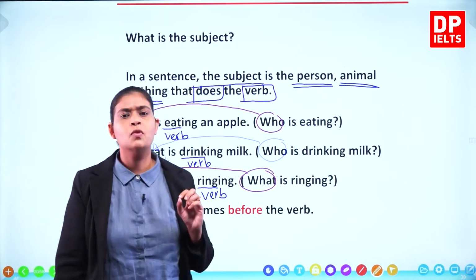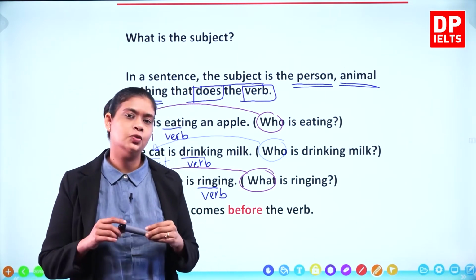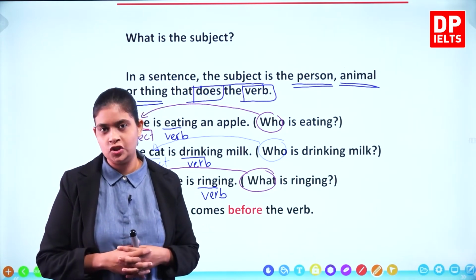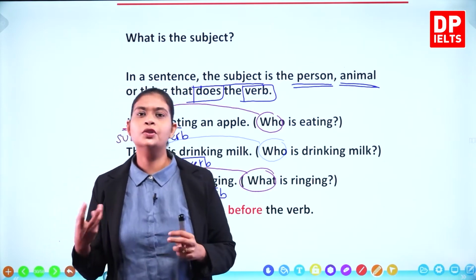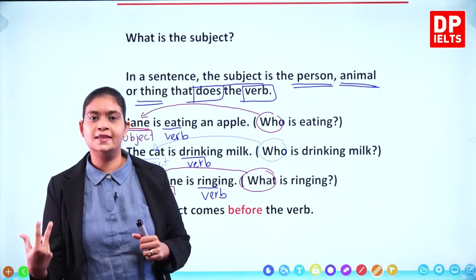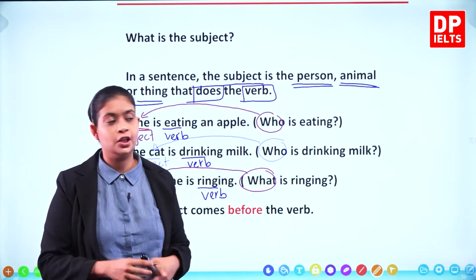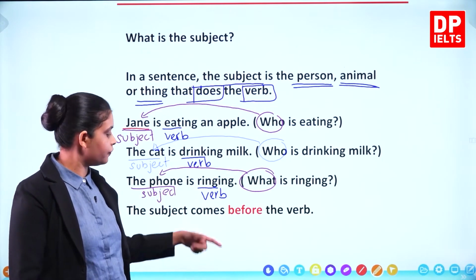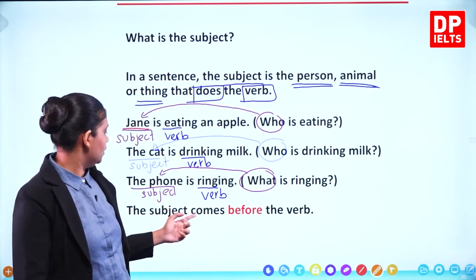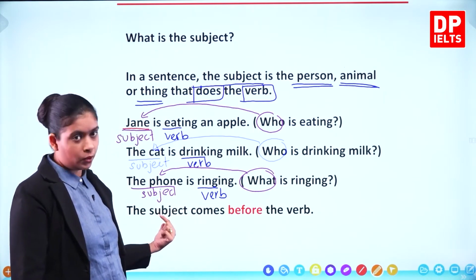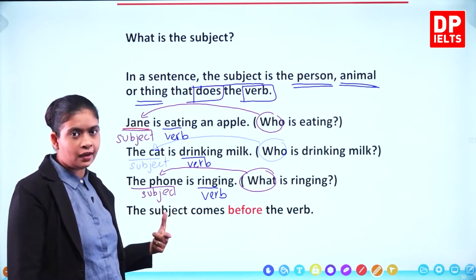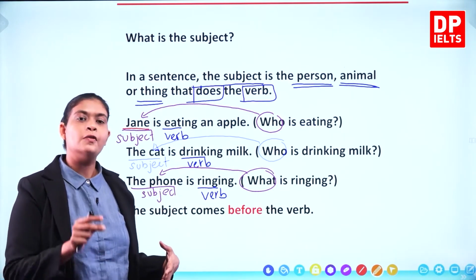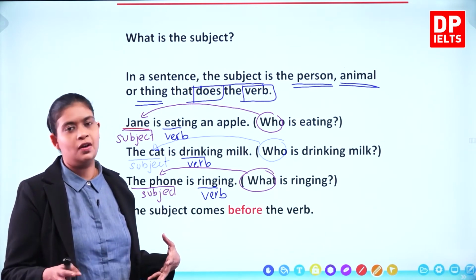Now, the most important thing here is that you have to remember that studying the language English is going to be difficult if you always keep on translating things from Sinhalese to English because of this reason. Okay? So if you take it here, the subject comes before the verb. So it's going to be difficult for you if you translate all the sentences as it is from Sinhalese to English. You can't do that.